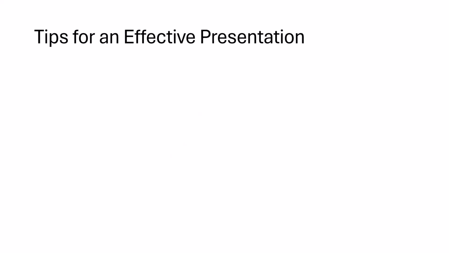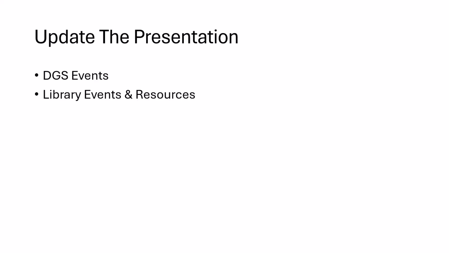So a few tips for an effective presentation. As you go through the presentation, you'll note that there's several pages that refer to DGS events like our seminars or upcoming meetings and library events and other things going on at the library. So just go through the presentation and update those slides so that they are reflecting current events or things that will be current at the time that you give the presentation.